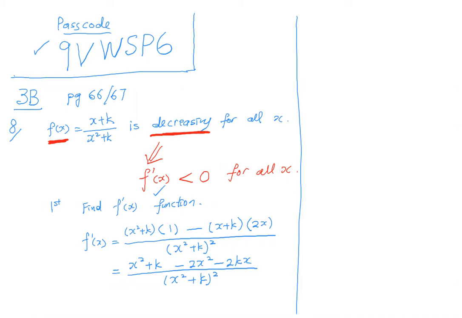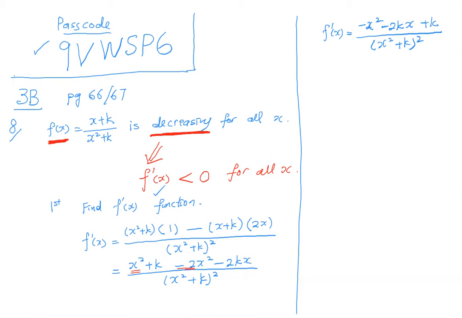Okay. So simplify. You will get your f prime x as negative x squared, this one and this one, minus 2kx plus k, over x squared plus k squared. Okay, now you got that? Okay, you got that? Good.